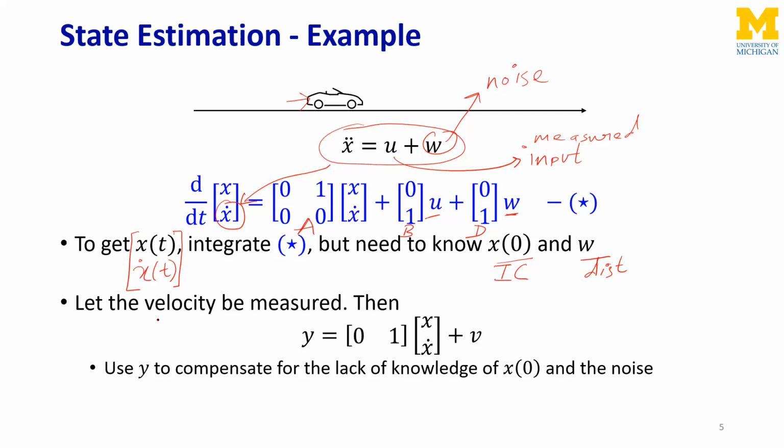Now, let's consider the case where the velocity of this car is measured. This is usually the case because we usually have a speedometer or a radar or whatever sensor, which can measure the velocity of this car. So in that case, we could write this output equation. Y here is the measured output. And since we are measuring the velocity, we get x dot. And we just assume that we have some noise in our sensor. So Y is given by this equation.